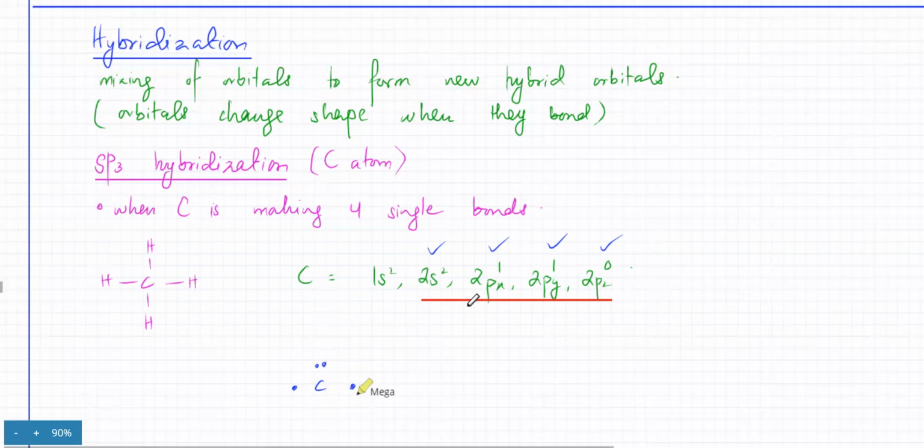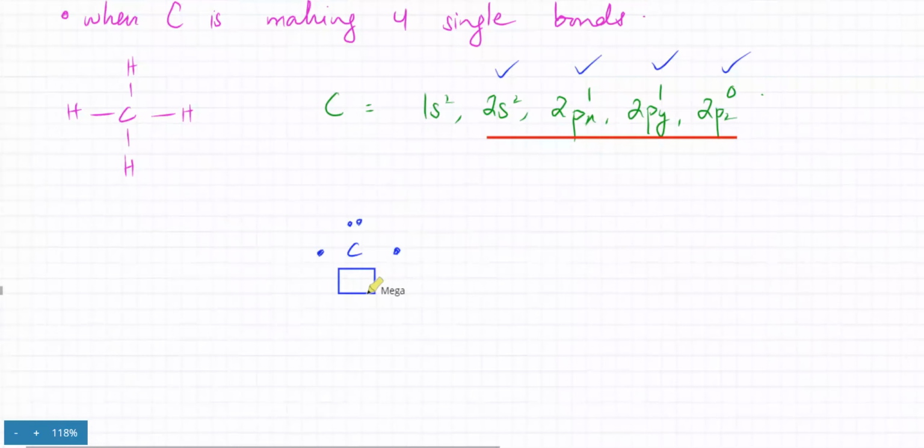Let's put a square over here. So in simple words, this is what carbon looks like. There's one region with the 2 electrons, so that's fully filled. There's one region which is half filled, with 1 electron. There's another region where there's 1 electron, and there's one space which is completely empty, right?